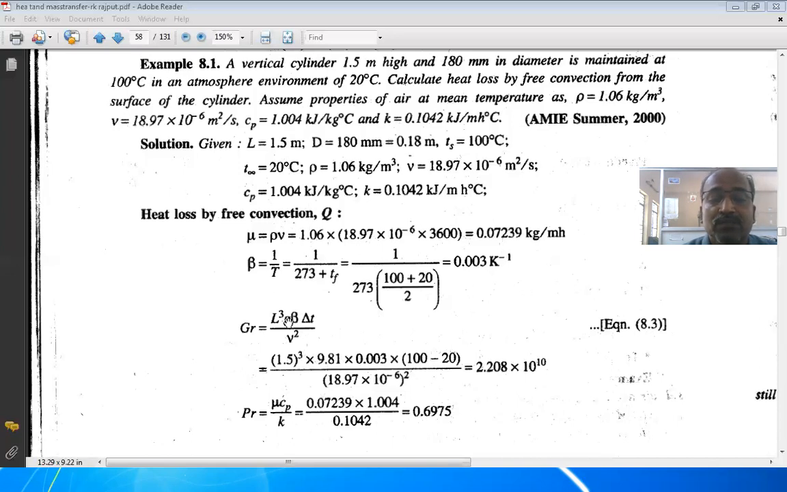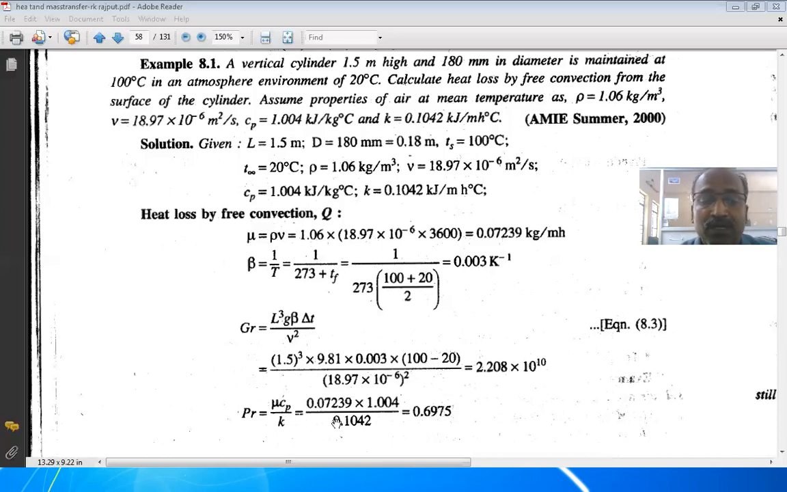Then g is 9.81, beta is 0.003, and the temperature difference is 100 degrees minus 20 degrees. Divide by nu, it is not V, it is nu, that is kinematic viscosity. Kinematic viscosity is available as 18.97 into 10 raised to minus 6, squared. So it amounts to 2.208 into 10 raised to 10.